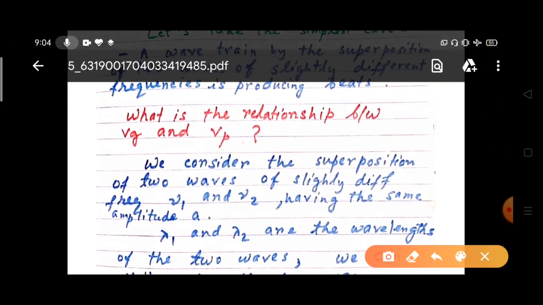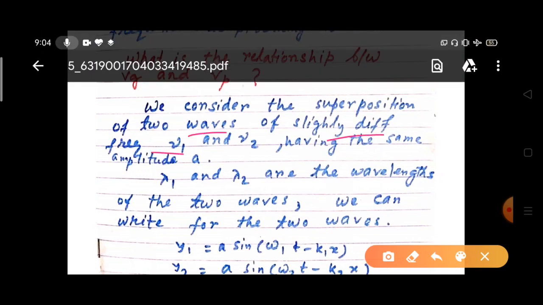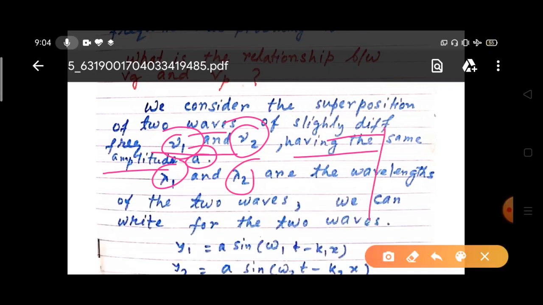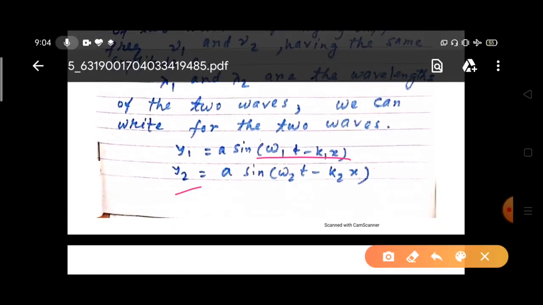Now we want to understand the relationship between Vg and Vp, that is, group velocity and phase velocity. So we consider the superposition of two waves of slightly different frequencies, one having nu 1 and another having nu 2, with the same amplitude A, and lambda 1 and lambda 2 are the wavelengths of the two waves. We can write these two waves as y1 equals A sin(omega 1 t minus k1 x), and y2 equals A sin(omega 2 t minus k2 x). They are propagating along the x direction.